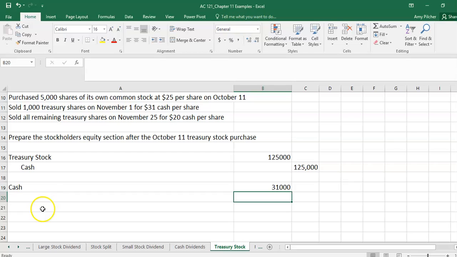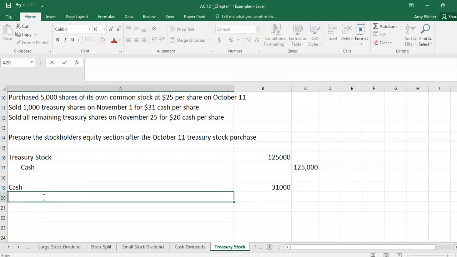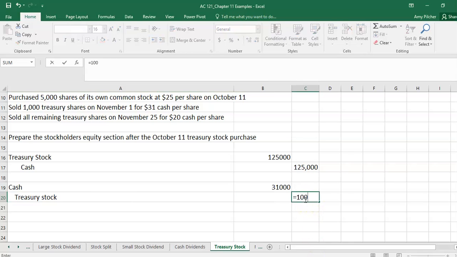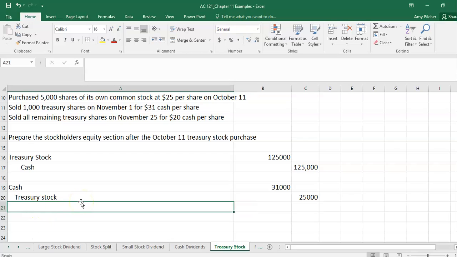And then we remove treasury stock. Because we paid $25 a share for that, that's the amount that we can remove from our treasury stock account. So we remove that at 1,000 shares times $25, which is our basis in the stock. The remaining $6,000 goes into paid in capital treasury stock.